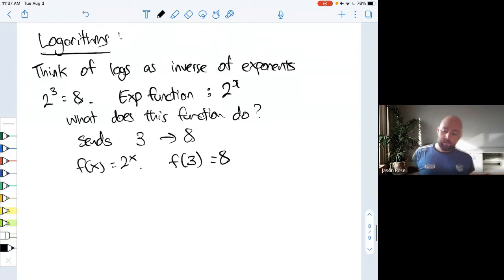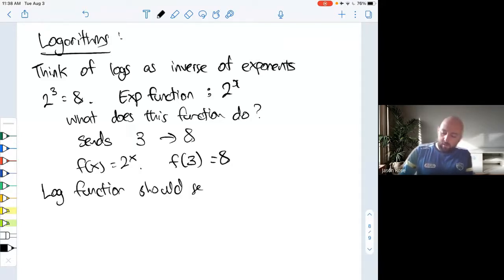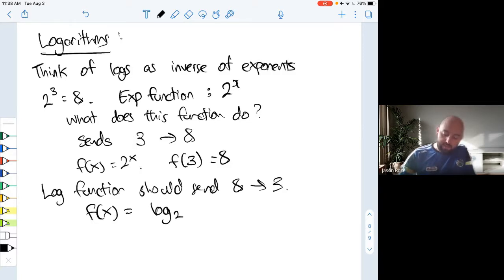Okay? If a log is the inverse function of an exponential function, it should send 8 back to 3 again. So a log function should send 8 to 3. If we have f of x equals log, our base is 2, right? Because the base is going to match this here. That's the base.